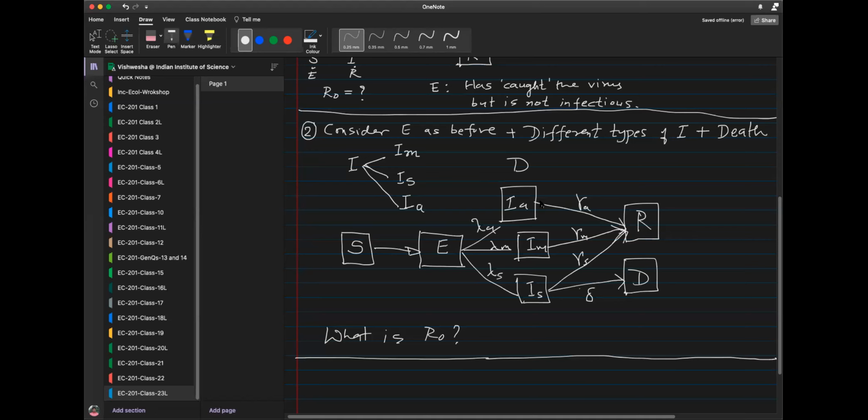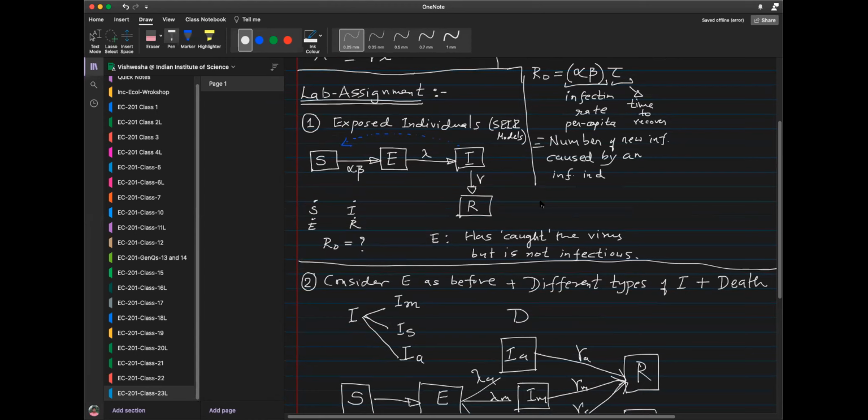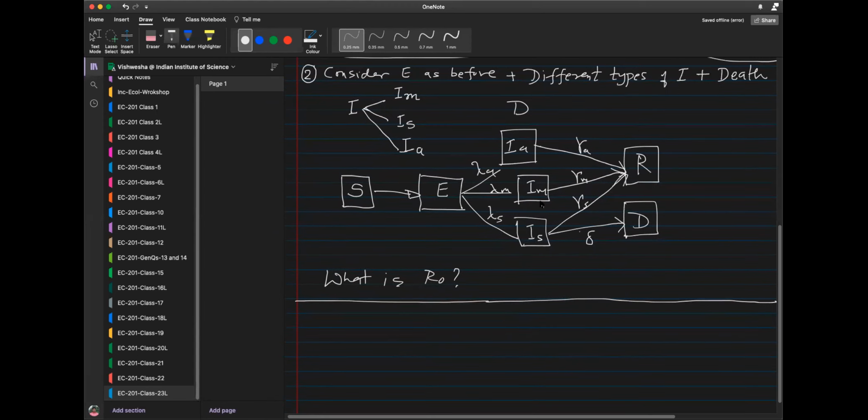Sorry, I only partially heard you. How do we determine that the exposed individual will have one of the three types of infection? Exposed individuals don't have an infection, right? They have the infection, but they are not infectious yet. But they become one of them with these three rates: lambda A, lambda M, or lambda S. They go to one of these three.